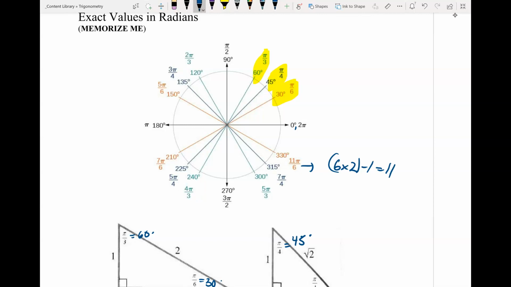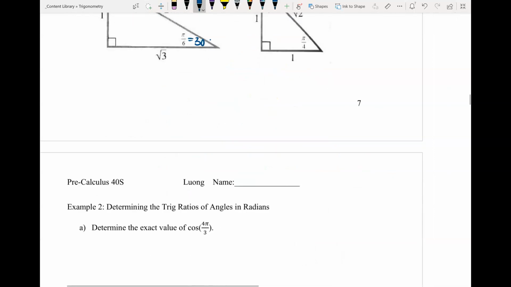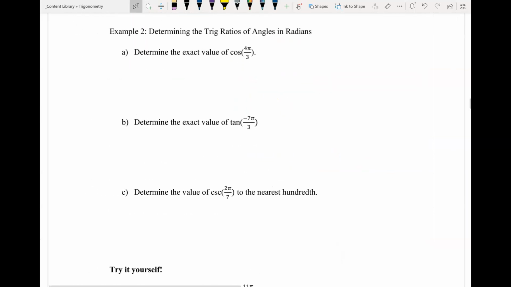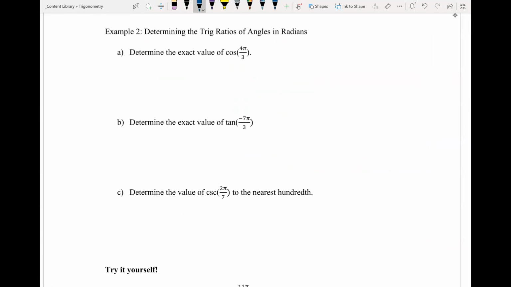Some students like to keep converting between radians and degrees to solve because it's easier for them, but I really suggest you get used to using radians because you will be seeing radians a lot in the future, especially if you take calculus. So just keep everything in radians, and we're just going to get comfortable calculating our exact values in radians. So the exact value of cos of 4 pi over 3.